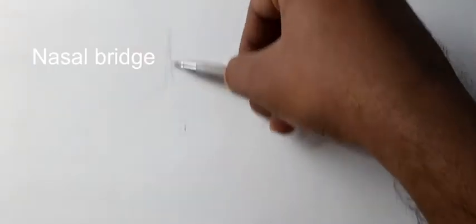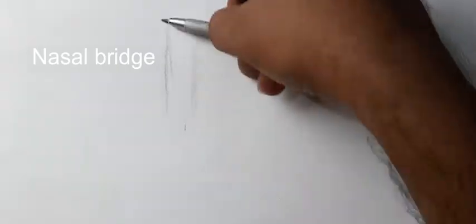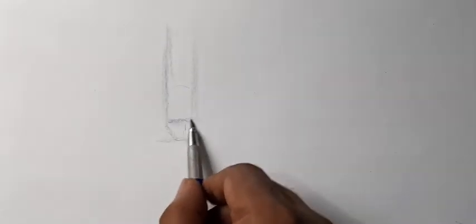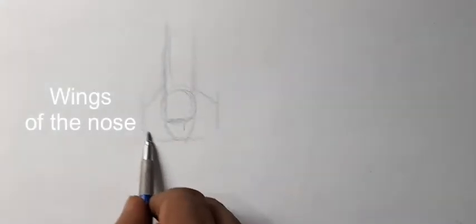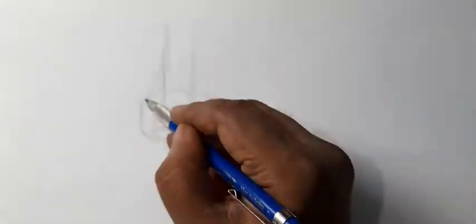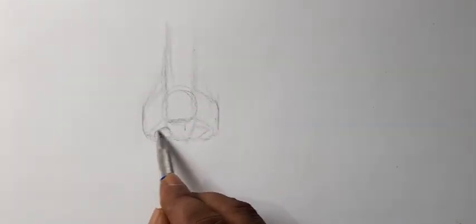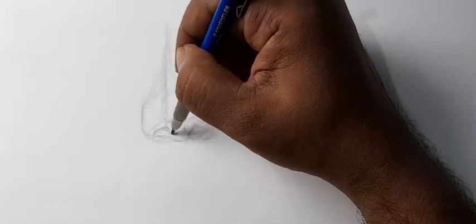Let's try to draw a nose. First nasal bridge, then the wings of the nose and nostrils. I am using Staedtler lead holder with 2 mm 2B lead. You can use any other pencil, there are no differences.